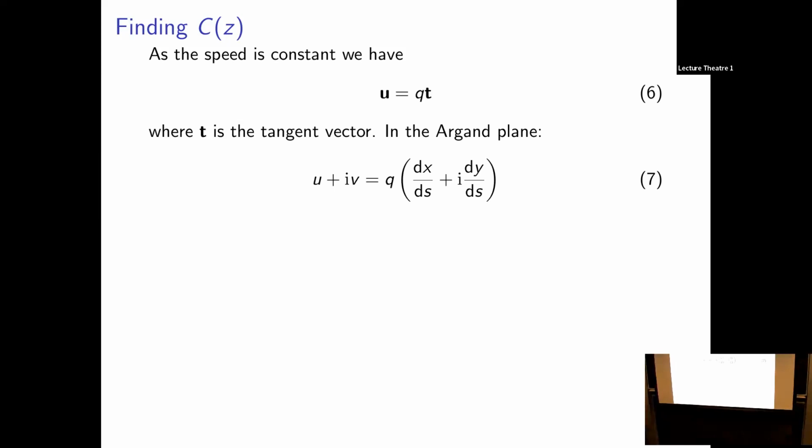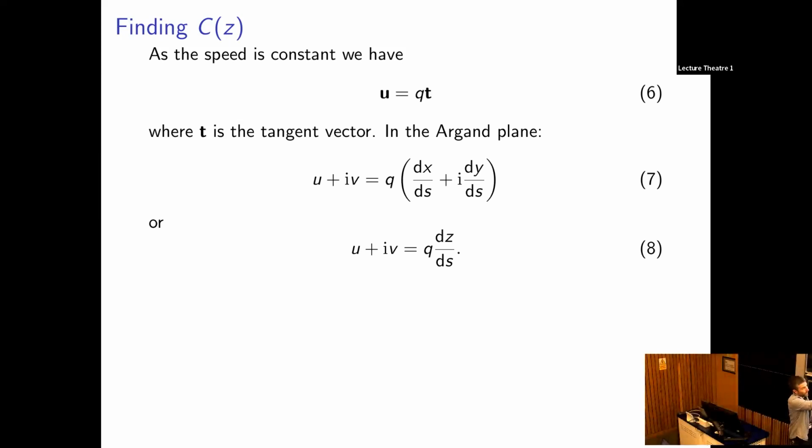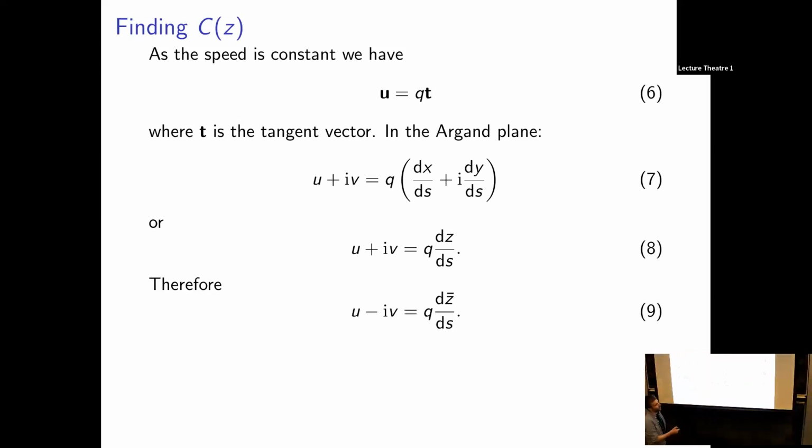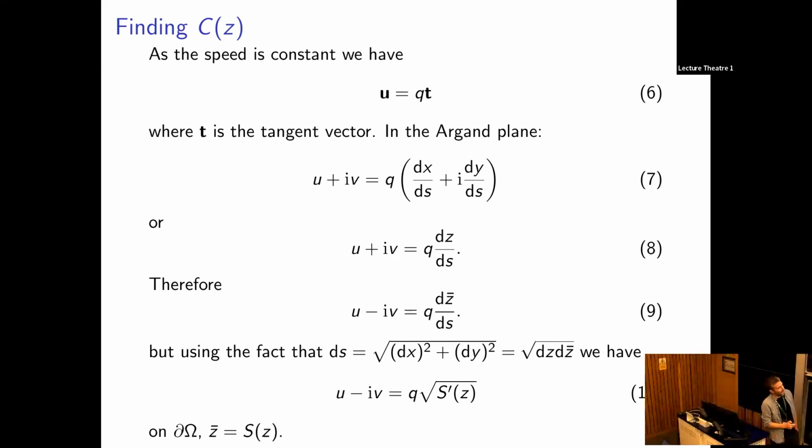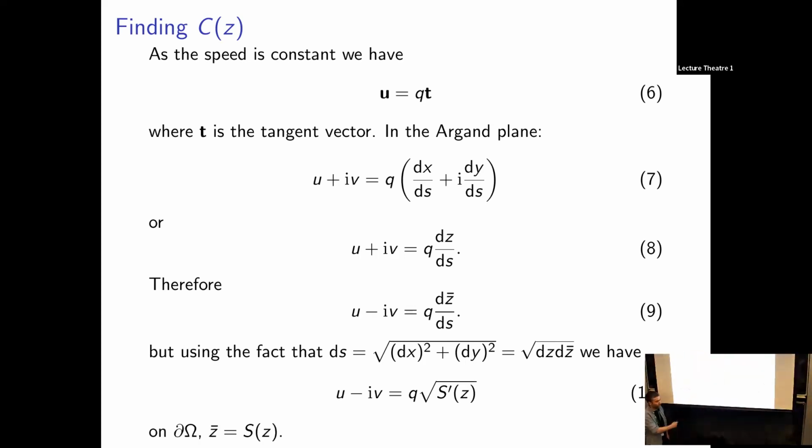We want u minus iv, so we can write it like this, which is dz ds, where s is the arc length. We can conjugate it. And then using the fact that ds, the arc length, can be written like this, we end up with, on the free surface, u minus iv is equal to q times the square root of the derivative of s with respect to z, where s is this Schwarz function, which Darren introduced on Tuesday. And this s is equal to z bar on the free surface.